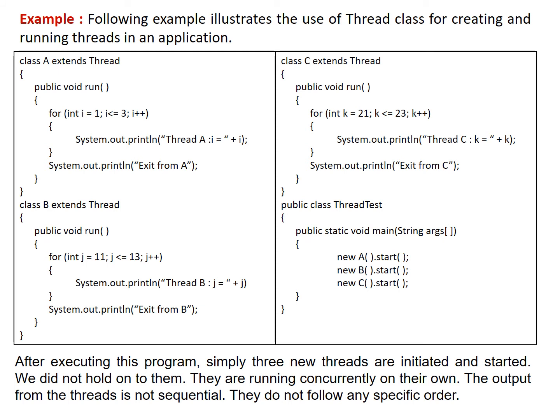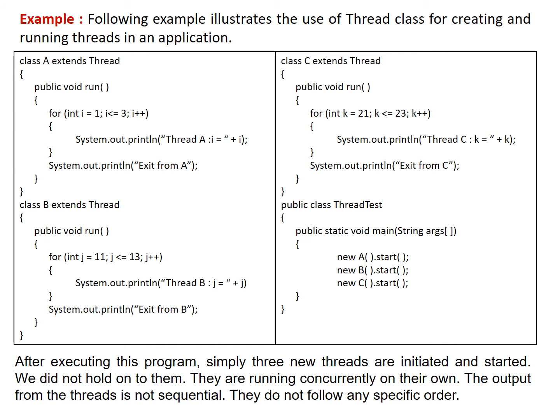This program illustrates the use of the Thread class for creating and running threads in an application. The program creates 3 threads A, B and C for undertaking 3 different tasks. The main method in the ThreadTest class also constitutes another thread called the main thread. Here, the task of thread A is to display numbers 1 to 3. The task of thread B is to display numbers 11 to 13. The task of thread C is to display numbers 21 to 23.